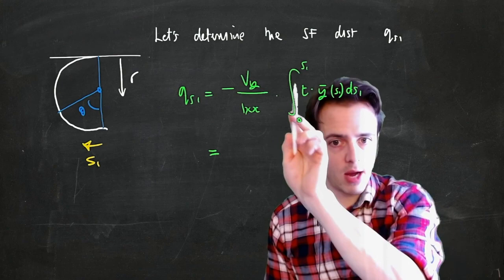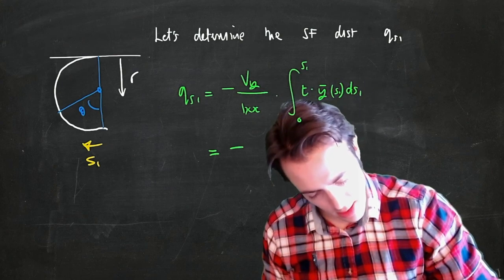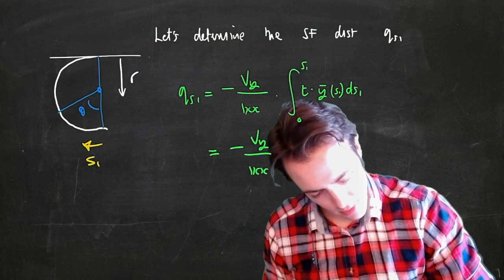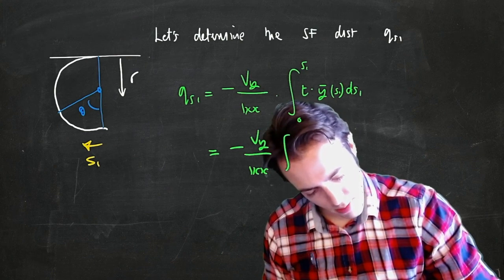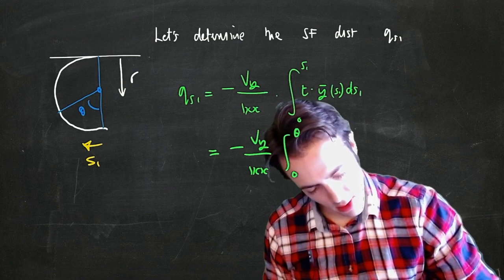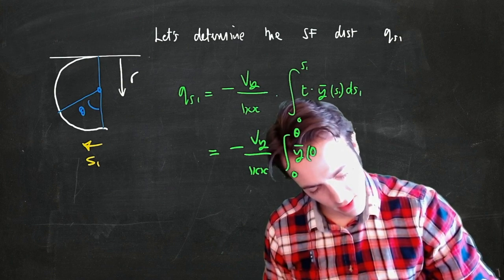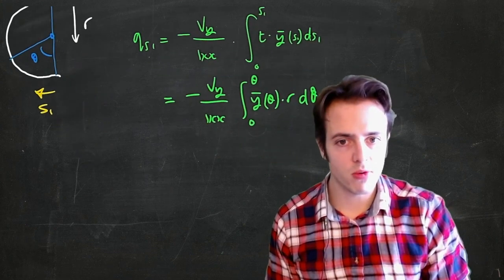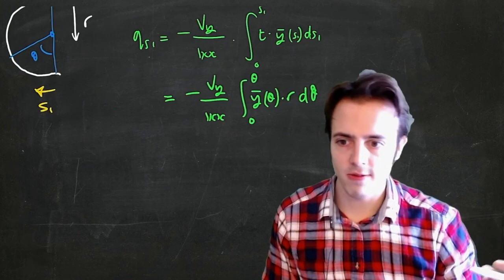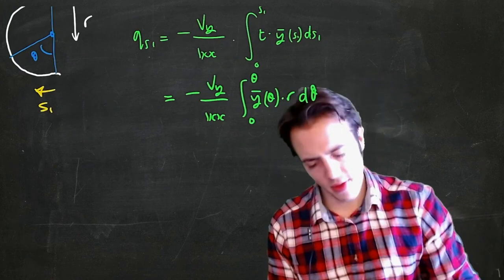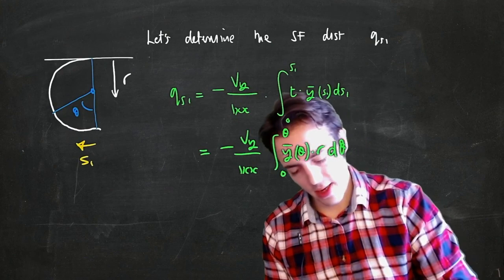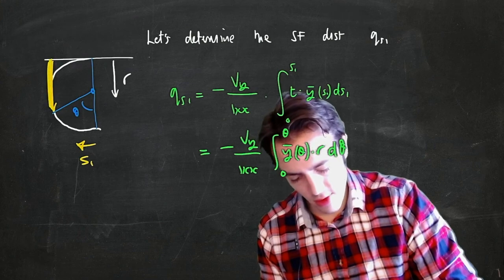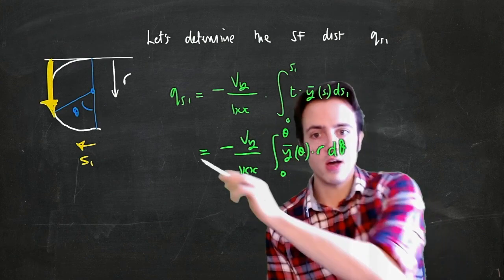I'm going to take the thickness out of here as well because it's a constant, so I've got minus Vy on Ixx integral from theta to 0 y bar as a function of theta multiplied by r d theta. We've already done this substitution before. ds is just r d theta for these shapes. So we need to know what this y is. So this y displacement now is going to be whatever the distance is from the centroid of the entire shape down to where we are on here.